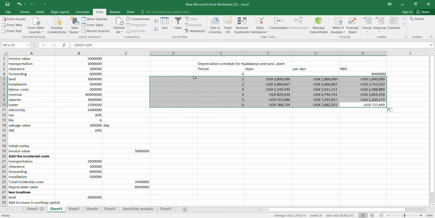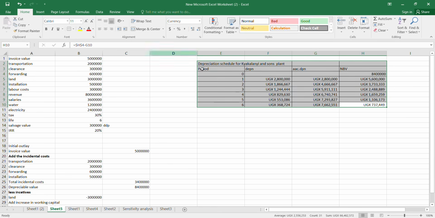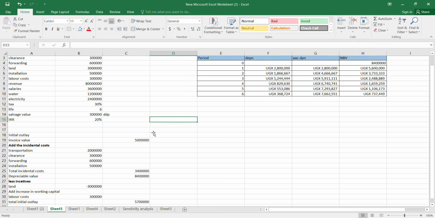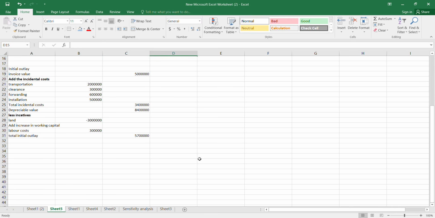So this is our depreciation schedule for Kalani. Now we shall continue with our question. We are finished with the initial outlay, and our total initial outlay is this. So we shall go on to the intermediate cash flows.